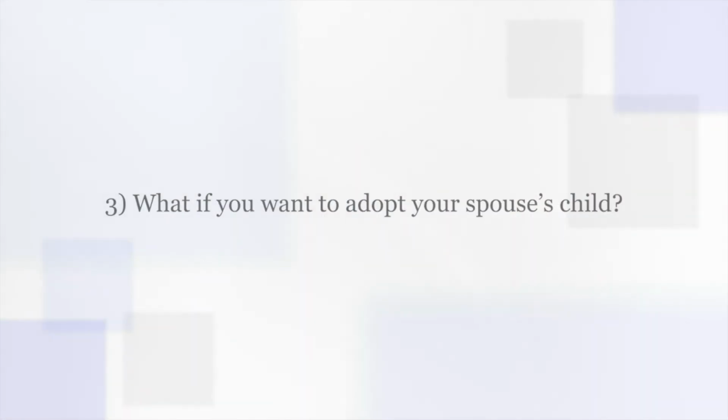What if you want to adopt your spouse's child? A person who wants to adopt the child of a common law spouse can only do so if the child's other biological parent is prepared to give up his or her rights. Once such an adoption takes place, the adoptive parent assumes all of the responsibilities of the biological parent in connection with the child, including the obligation to pay child support.